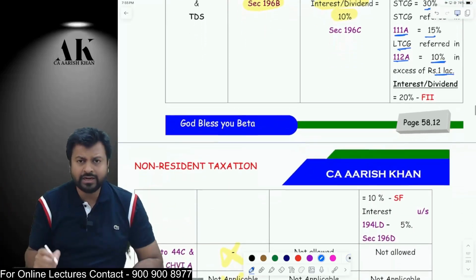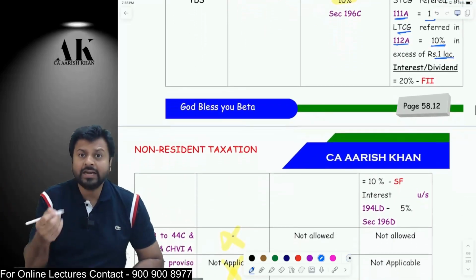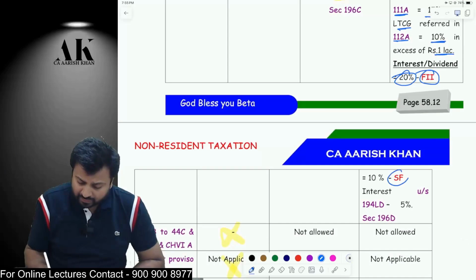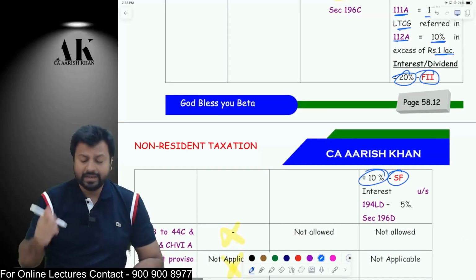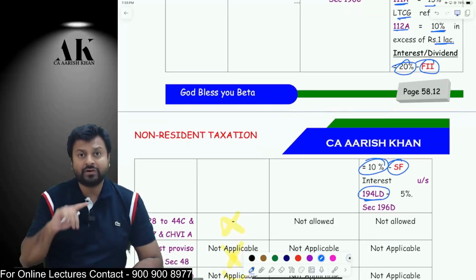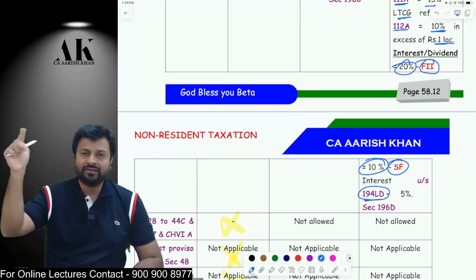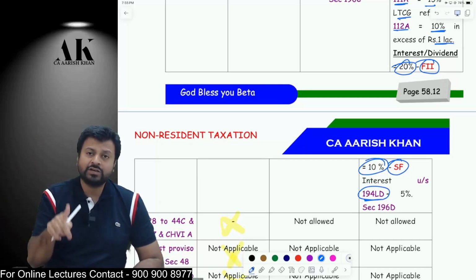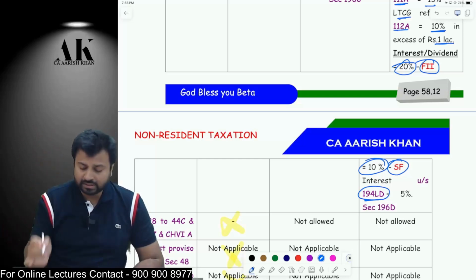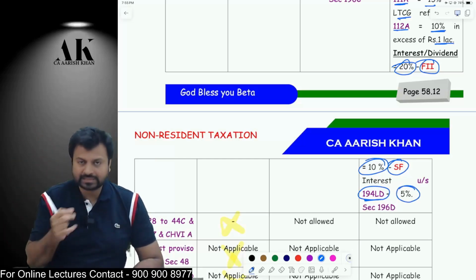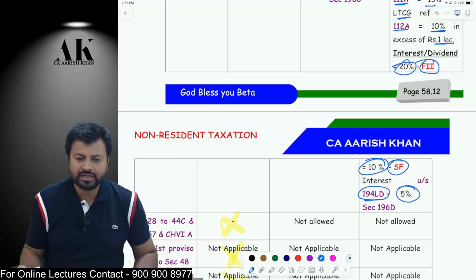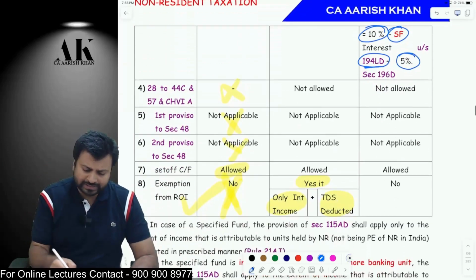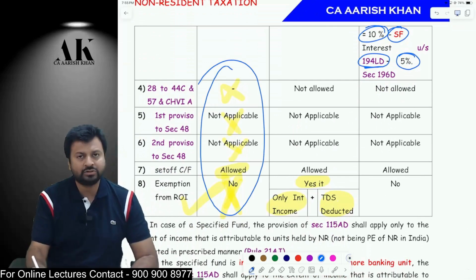What about dividend and interest? The recurring income, the dividend and interest, for FII it is 20%, for specified fund it is 10%. But if the interest is the one which is covered in 194LD, because in 194LD FII is also there. FII is there at two places. FII is there in this section also, in 194LD also. So in case of 194LD, the FII will be taxable at the 194LD rate only, that is 5% only. Okay. Rest all is the same as the first section, as you can see over here.